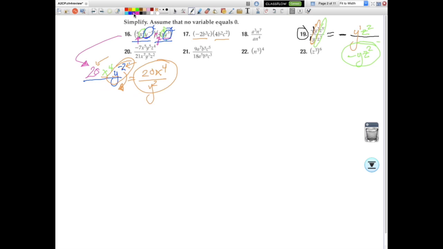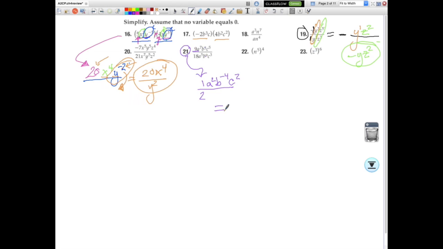Okay, if we were to simplify that out, you can see that some of the fractions can get a little bit more complicated. Let's look at number 21. Okay, so we're going to start with our constants. 9 divided by 18 is going to be 1/2. I have a to the 7th over a to the 5th, which gives me a squared. B to the 5th over b to the 9th, so 5 minus 9 is going to be b to the negative 4. And then c to the 5th over c to the 3rd is c squared.